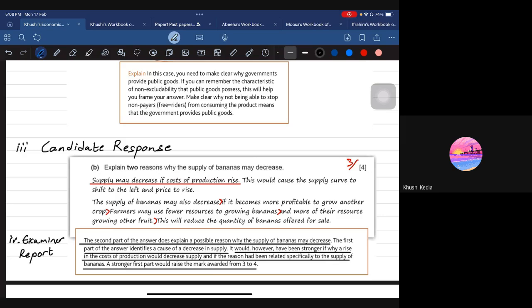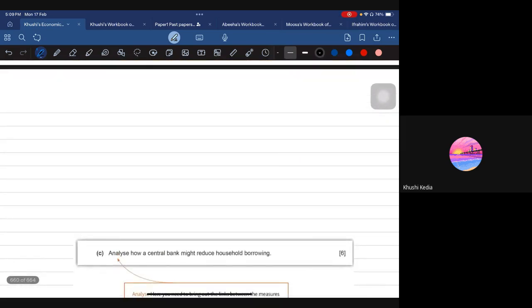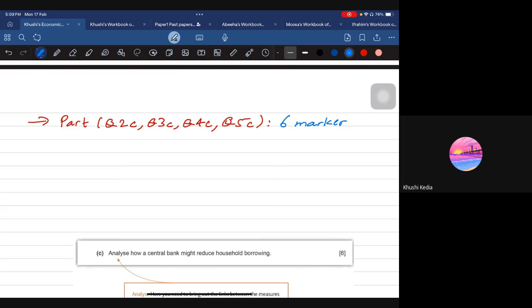Agreed? Yes, sir. Very nice. Okay, so now we are coming to the new part, that is question number 2C, question 3C, question 4C, question 5C, and it's a 6 marker.